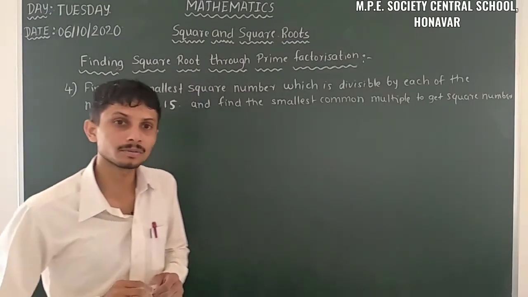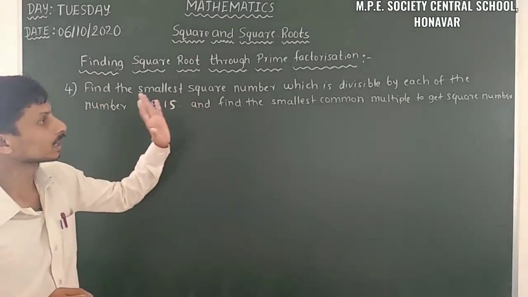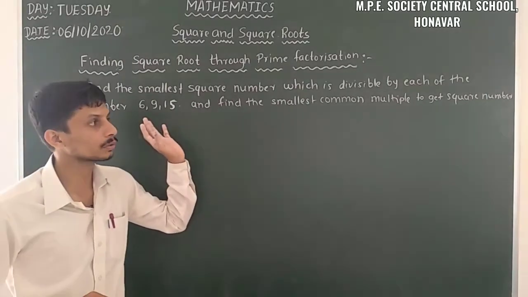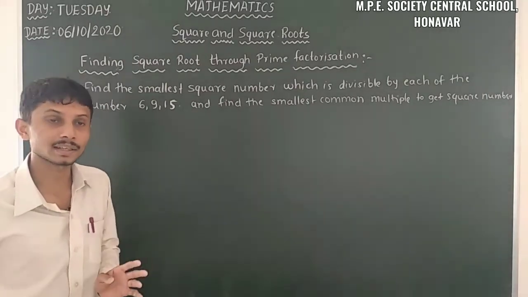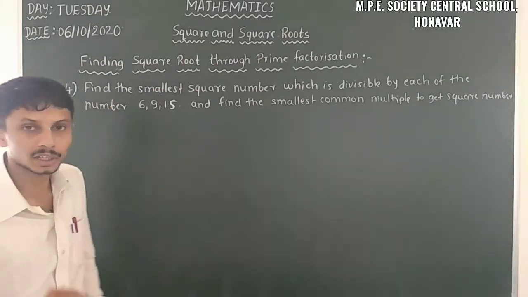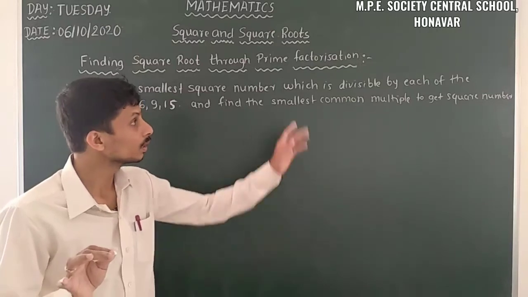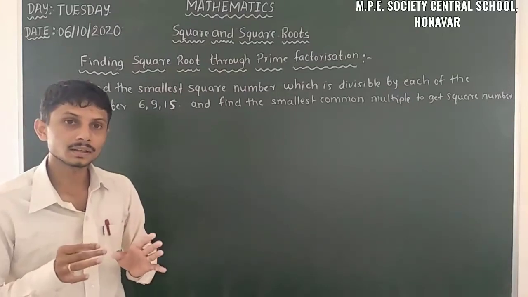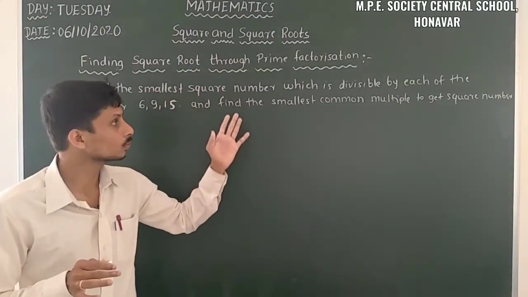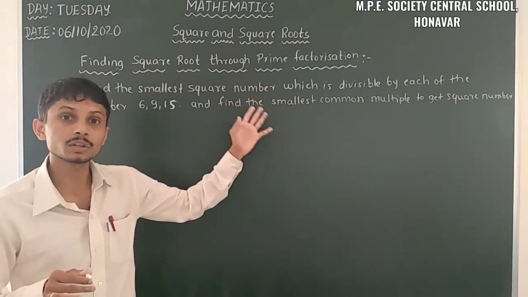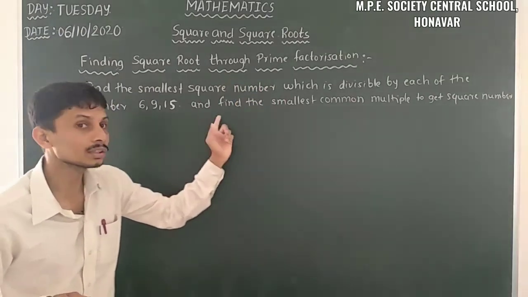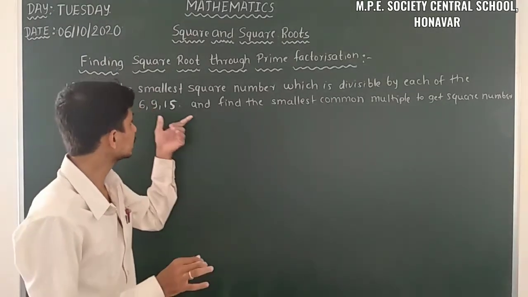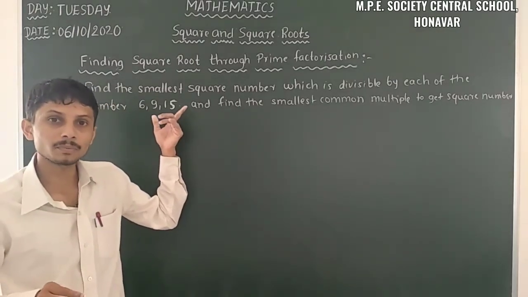The fourth problem tells us to find the smallest square number which is divisible by each of the numbers 6, 9 and 15. There are two questions here also. Find the smallest square number which is divisible by each of the numbers 6, 9 and 15. That means we have to know which number is divisible by all these three numbers. So we have to take the LCM of these three numbers.